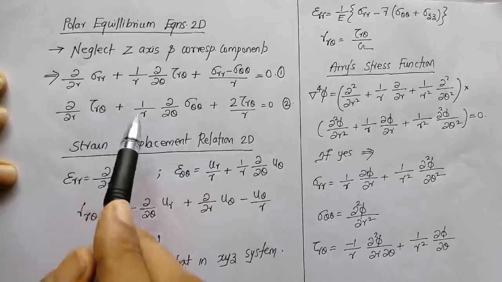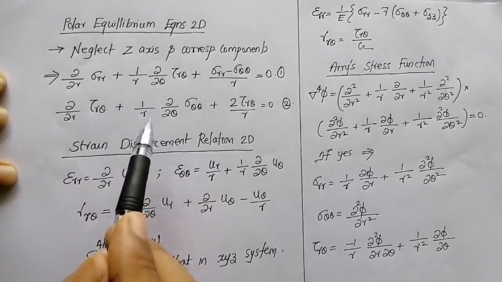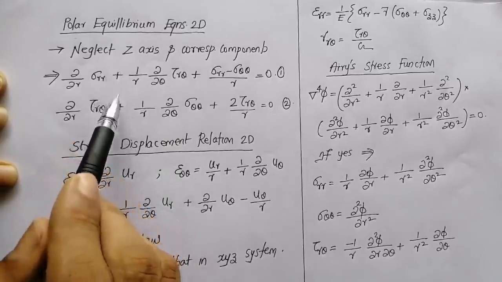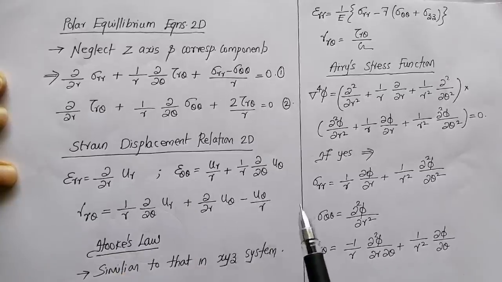Remember, axisymmetry is another special condition. Even though it is 2D, it is a special case of 2D. If you are asked the general 2D condition of polar equilibrium, you have to neglect the z axis and arrive at this equation. Now, these are the basic equations in the polar system which you need to learn by heart.